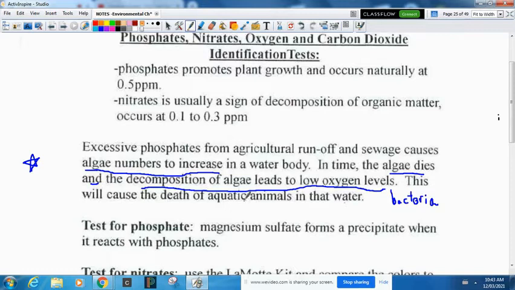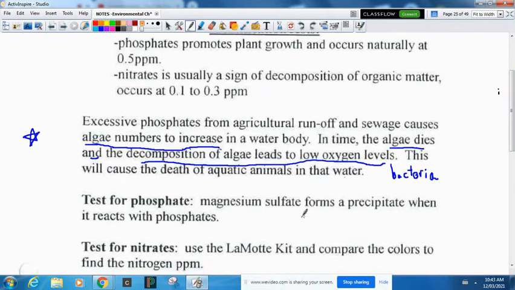Okay, so literally, it fertilizes the water, makes the algae overgrow, makes weeds overgrow too, but mostly algae. And then when the algae dies and starts to decompose, the bacteria use up the rest of the oxygen. The test for phosphate that we'll do in the lab, magnesium sulfate forms a precipitate when it reacts with it, so it goes cloudy if phosphate is there, and I will have those labs set up for you to do.